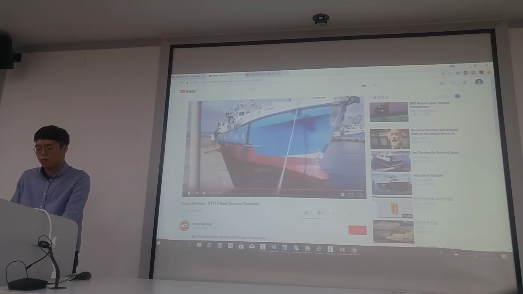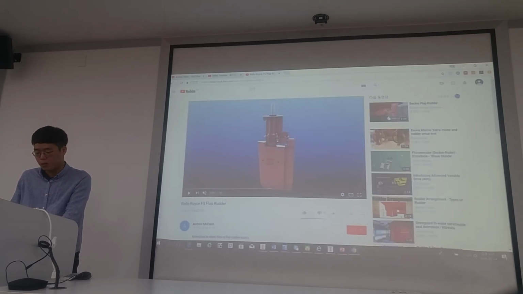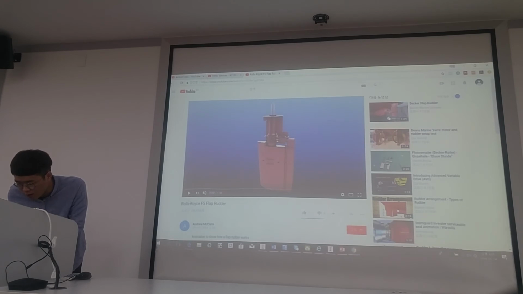This is a working video for the thruster, and this is roughly the working principle of a rudder, especially a flap rudder.